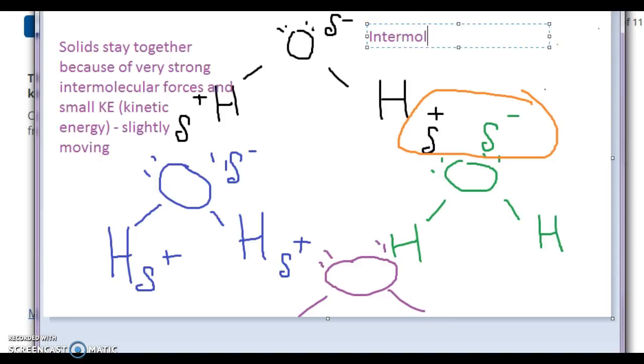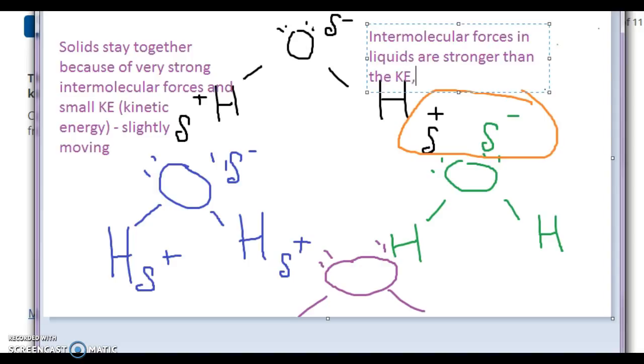So intermolecular forces in liquids are stronger than the kinetic energy, but only a little stronger. So the molecules flow. Okay, so they just kind of flow by. They're like, oh, yeah, yep, I'm over here.